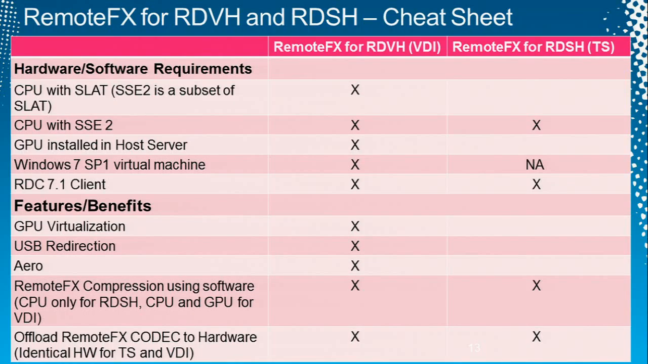But then you have CPU with what is called SSE2, which I think stands for streaming SIMD extensions 2. For our codec to work, we need a set of instruction sets to be available on the CPU. And SSE2 is even older than SLAT, so if you have 3-4-year-old servers for TS and you're going to upgrade them to Service Pack 1, it should just work. But that is a requirement for you to run the RemoteFX codec in a TS environment.